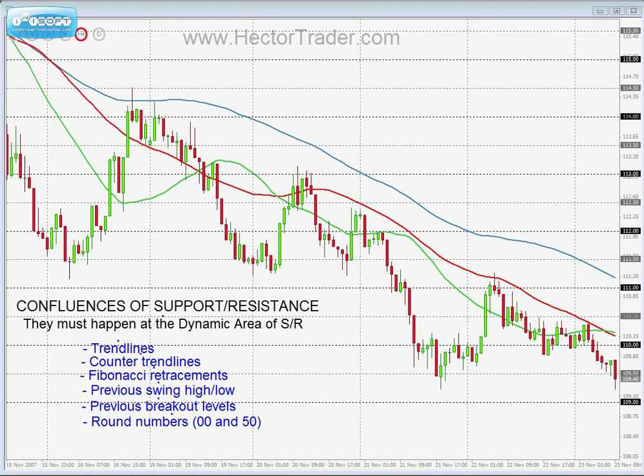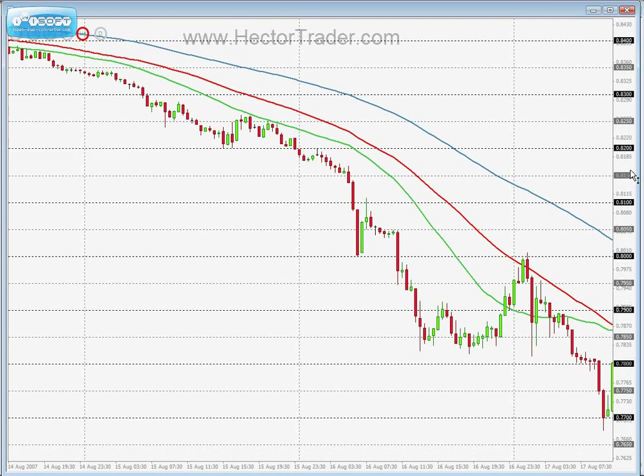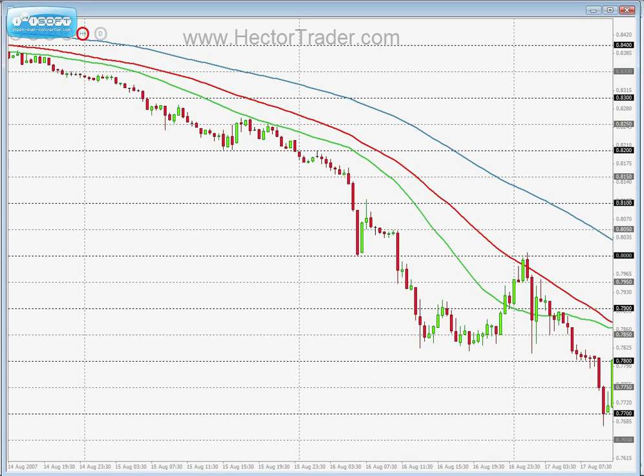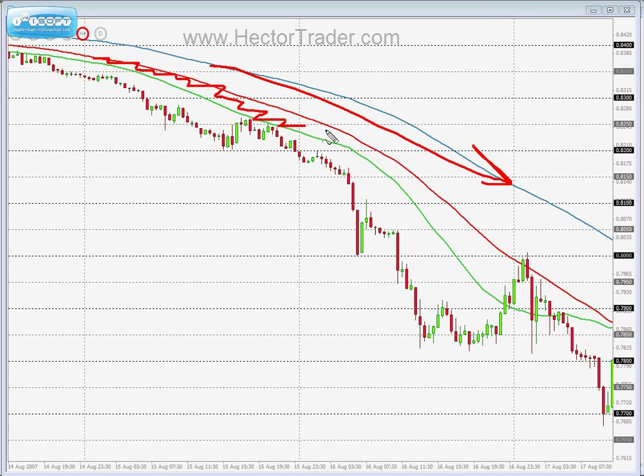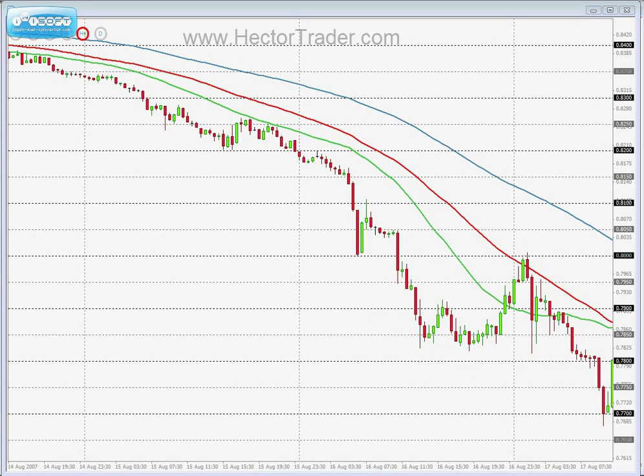Now I'm going to show you another example. In this case it is the Australian dollar against the American dollar, the Aussie, on the 30 minute time frame. Well, it's basically the same thing. Nice downtrend, with the dynamic area of support and resistance coming around that area. Now we're going to be paying attention to this swing, by the way, guys. I want you to pay attention to this swing. We have a clear downtrend as per the moving averages, and therefore I want to pay attention to any possible bounce around this area.